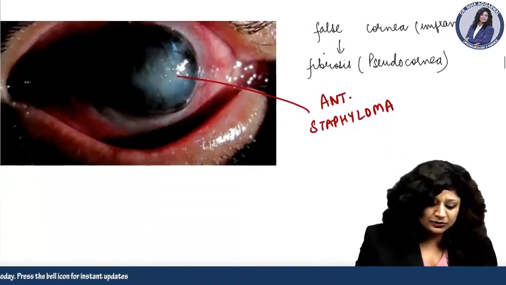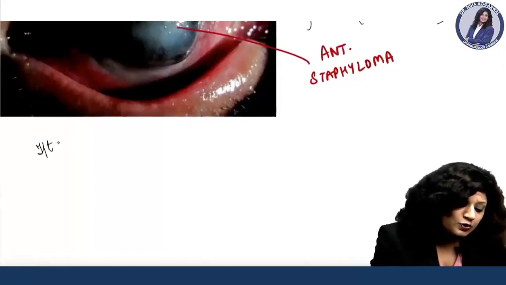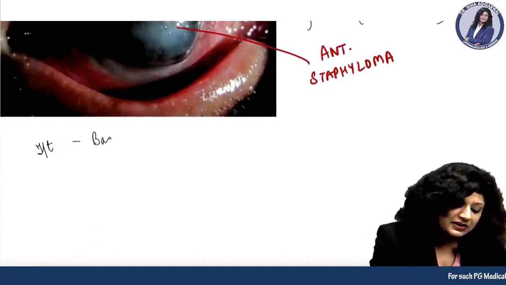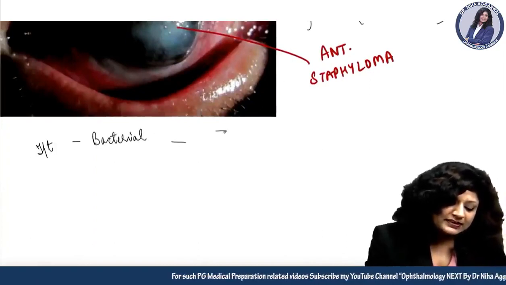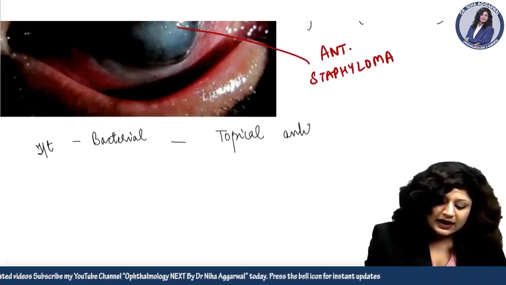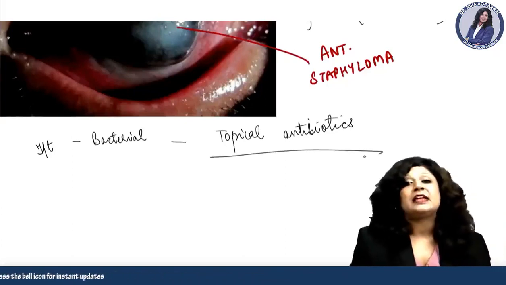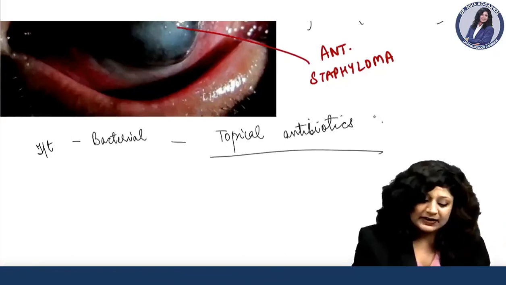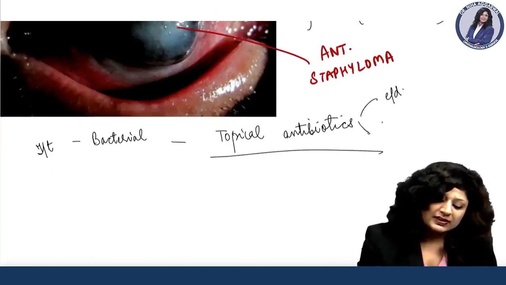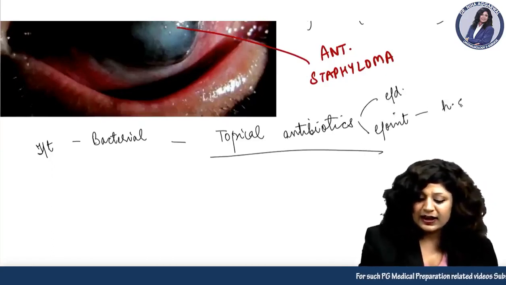Now talking about the treatment. What will be the treatment? If I am talking about the bacterial corneal ulcer, I have to basically give antibiotics. Mainly we give topical antibiotics. Now you have to be very clear here. Mainly we give these topical antibiotics in eye drop form as well as eye ointment form. Ointments are required for HS use.